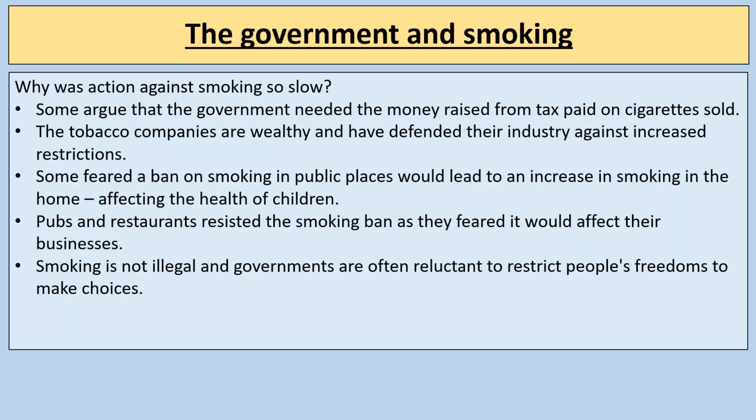So why was action against smoking so slow? We've kind of talked about this, but the government needed the money raised from tax paid on cigarettes sold. The tobacco companies are wealthy and have defended their industry against increased restrictions. Some people feared a ban on smoking in public places would lead to an increase in smoking in the home, affecting the health of children. Pubs and restaurants resisted the smoking ban as they feared it would affect their business. And smoking isn't illegal, and governments are often reluctant to restrict people's freedom to make choices.